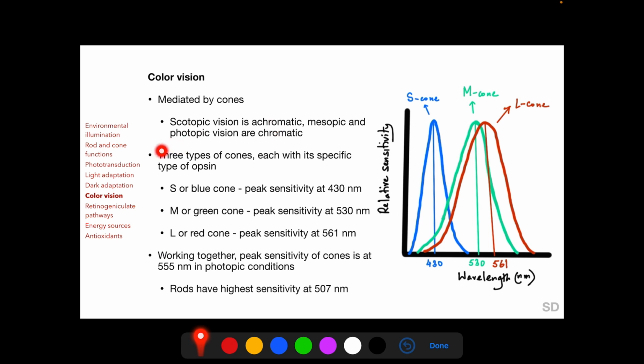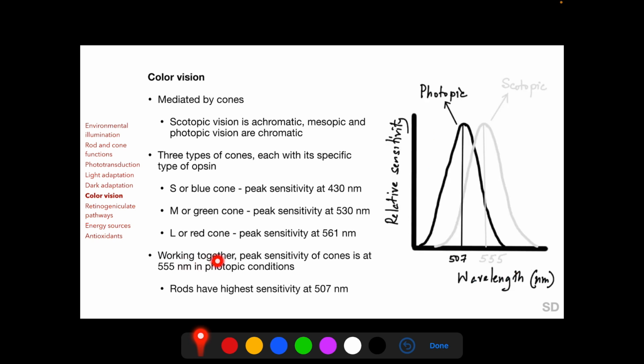There are three types of cones, each with its specific type of opsin. S or blue cone, whose opsin has peak sensitivity to light of wavelength 430 nanometers. M or green cone, whose opsin has peak sensitivity to light of wavelength 530 nanometers. And L or red cone, whose opsin has peak sensitivity to light of wavelength 561 nanometers.